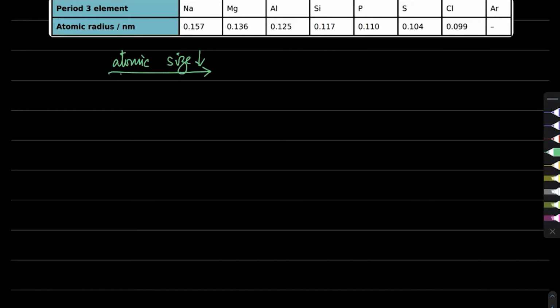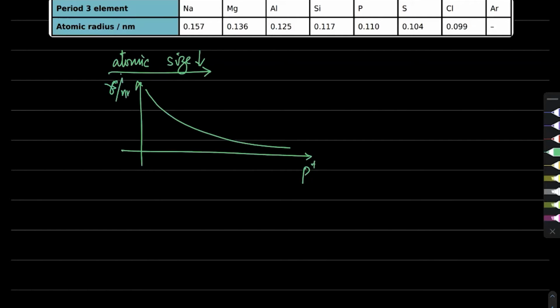The radius usually goes like this. If I were to graph it, I would see a very neat curve like this. That's how the size decreases. On this side I have the protons, and on this side I have the size, the radius in nanometers maybe. So you will see it decrease. Pretty straightforward. Now, here's a table that I really like.